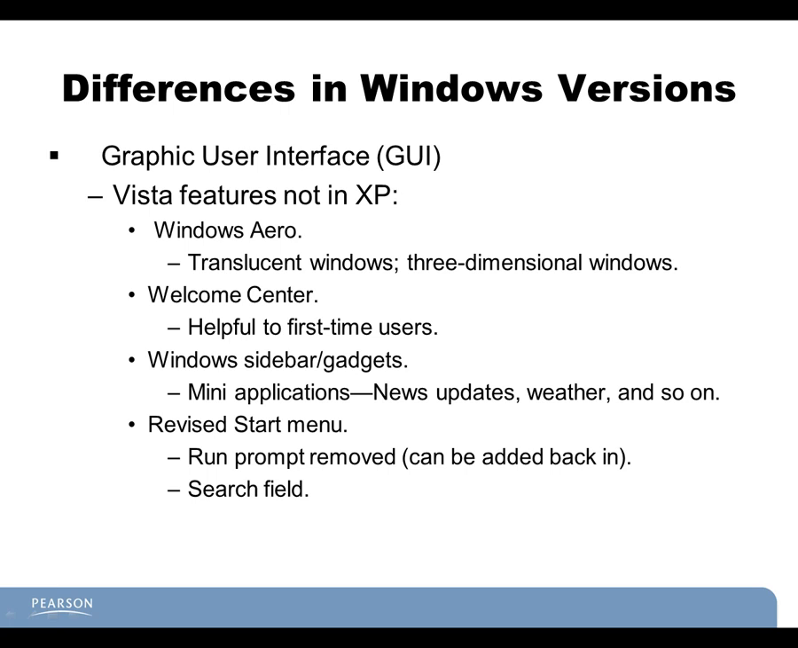The Windows sidebar was another feature of Vista that's not in XP. And the sidebar was the idea that you could put all these little things on the side and they'd run and tell you news and weather and whatnot. Windows 8 has done away with those as well. In Windows 8 you've got the Metro interface, that takes care of everything. You had a new start menu. In Vista the run prompt was removed, but you could put it back in. Instead it was a start field. It was a search field.